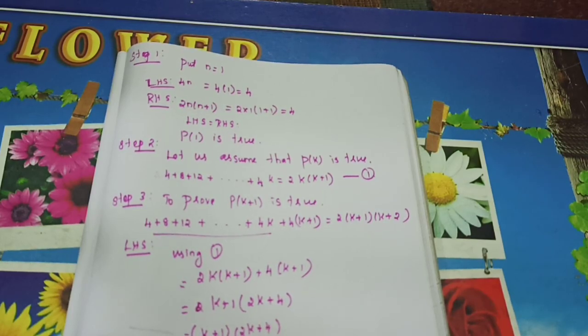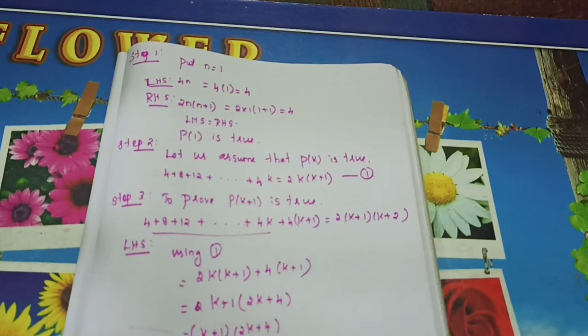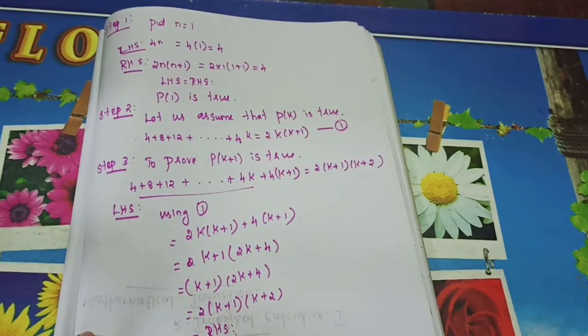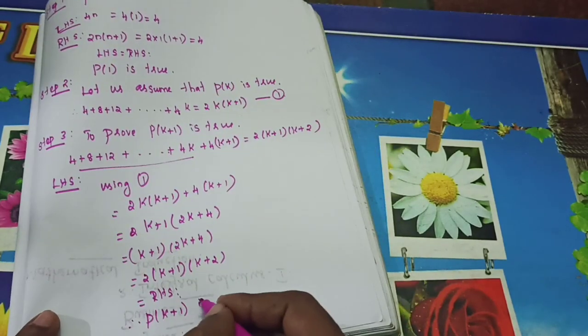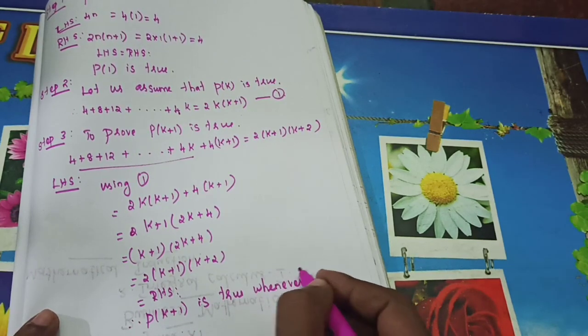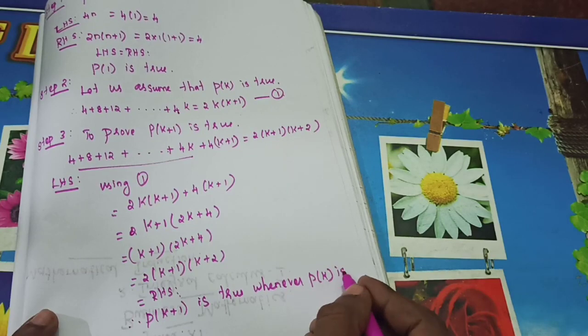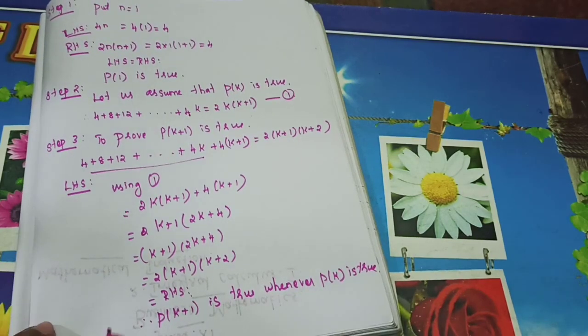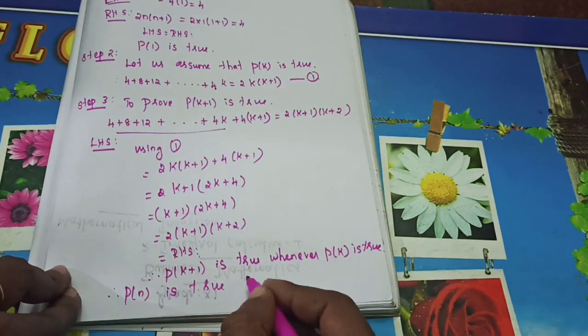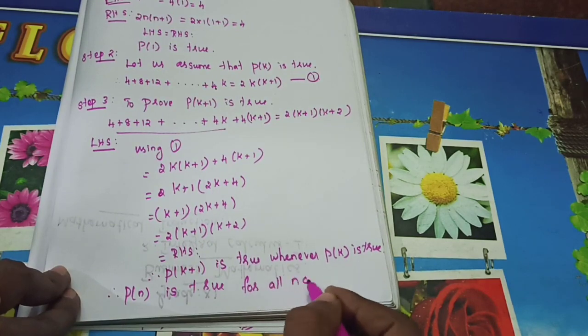So next, what will you do? Shall we take 2 outside from here? So 2 into k plus 1 into k plus 2. Both are equal to RHS. Is it right? So what will you say? P of k plus 1 is true whenever P of k is true. Okay, so P of k plus 1 is true whenever P of k is true. Therefore, P of n is true for all n belongs to N.